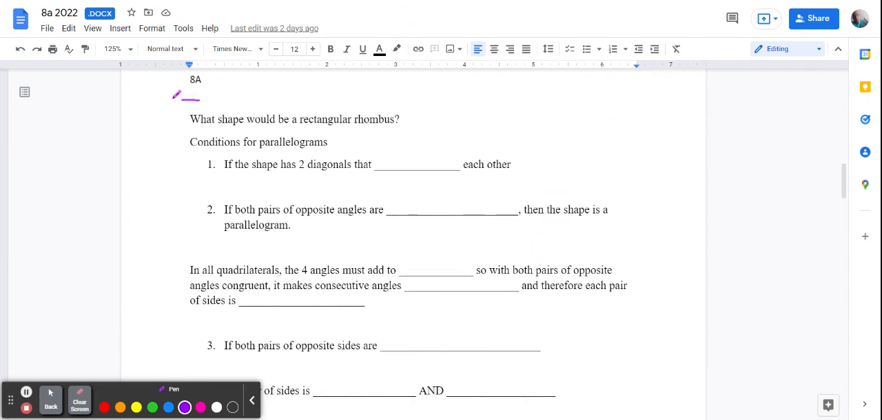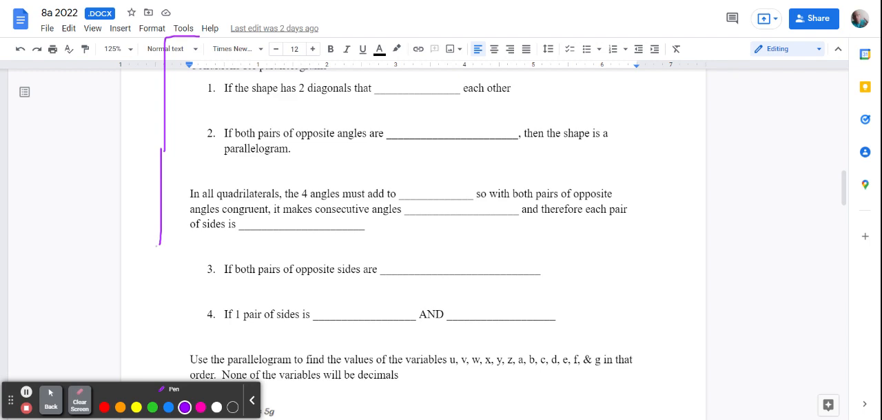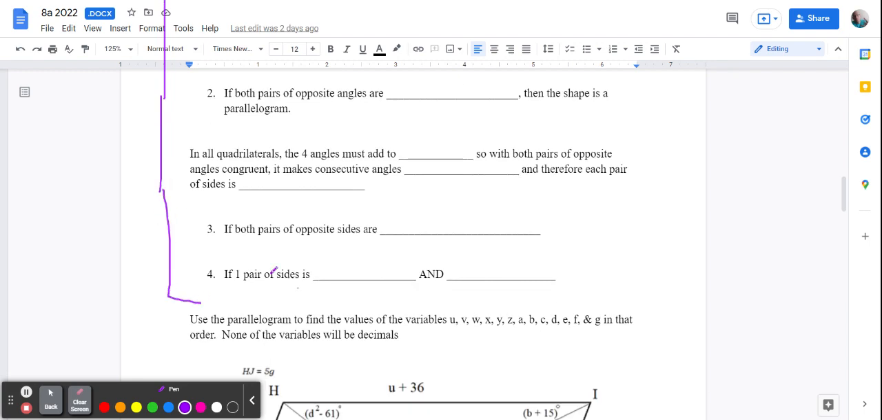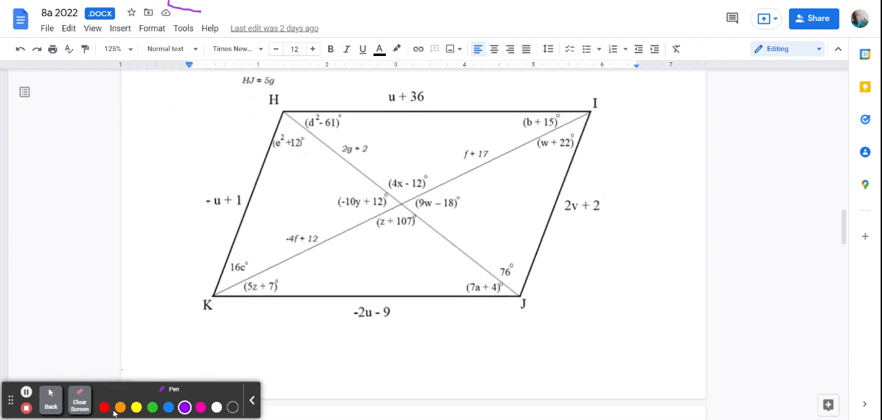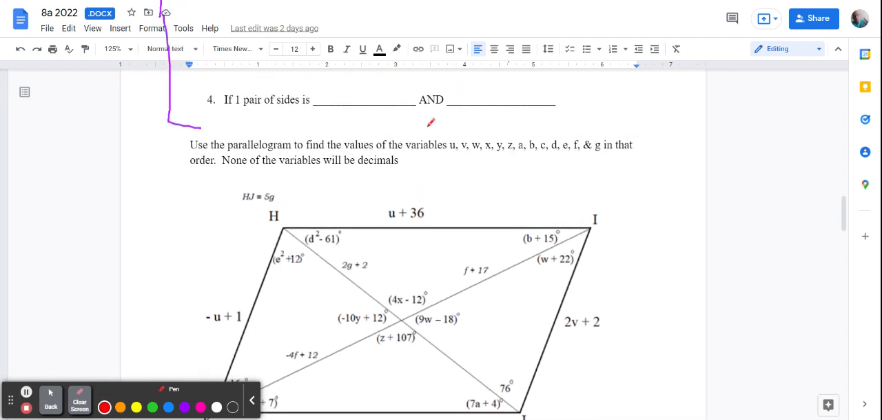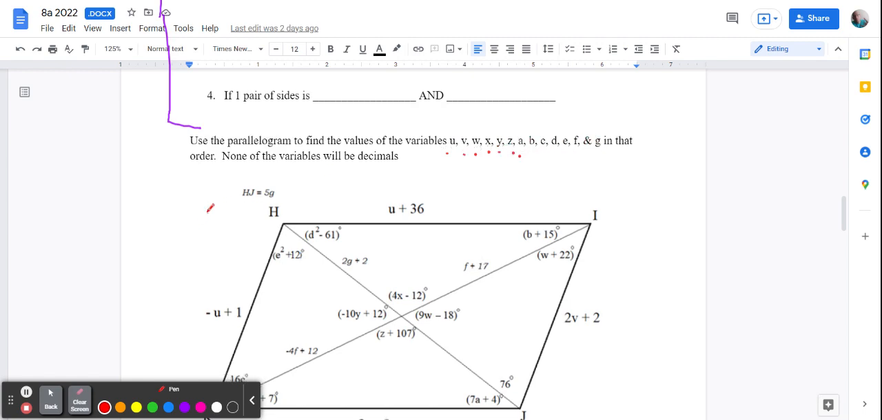The other 8A video has all this stuff here. So look at the first 8A video I did to sort of do this, and we'll talk about this here in a little bit. Okay, in this parallelogram right here, we're going to find all the values of all these variables, u, v, w, x, y, z, and a, b, c, d, e, f, g in that order.